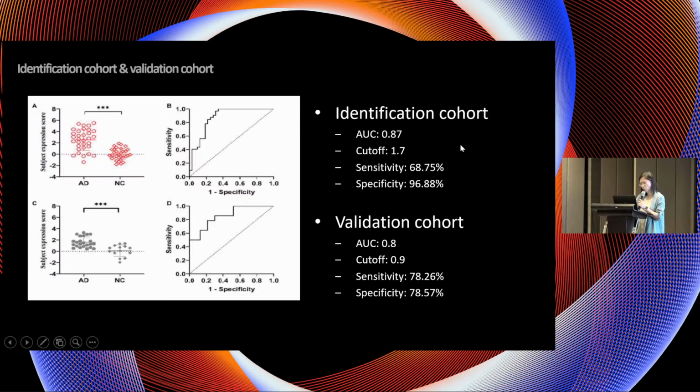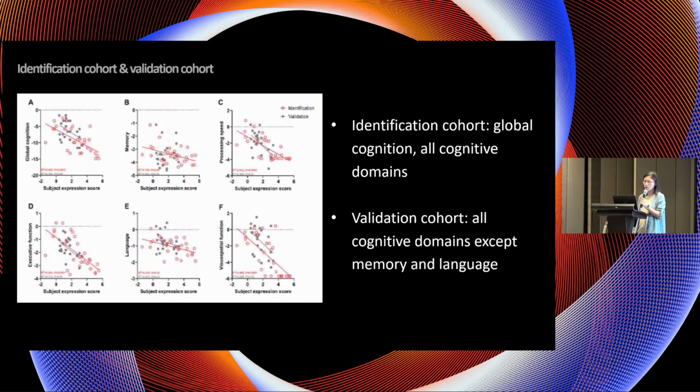The identification cohort has a moderate sensitivity and high specificity. In the validation cohort, the sensitivity and specificity are really high. This means our covariance pattern is stable and can provide an optimal cutoff value for distinguishing AD from HCs. We also explored what happened in AD regarding cognitive function with the subject expression score.